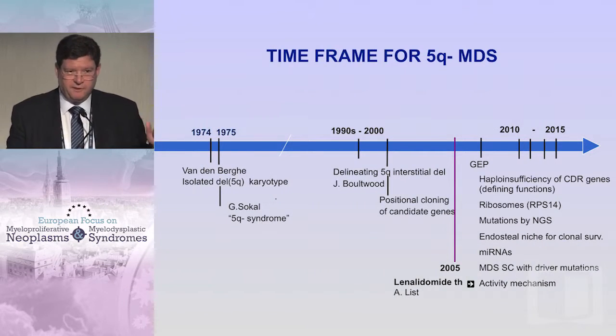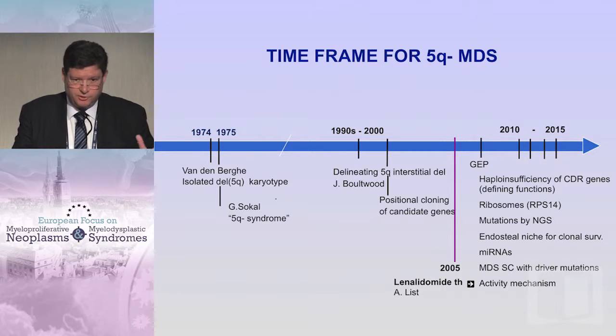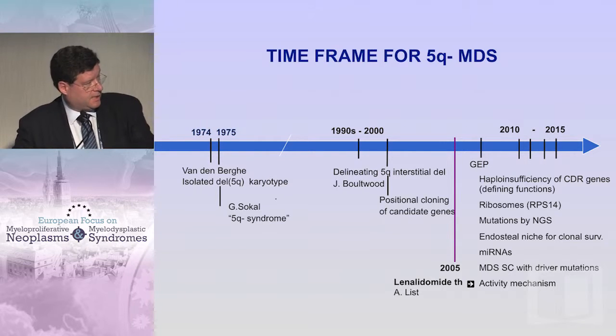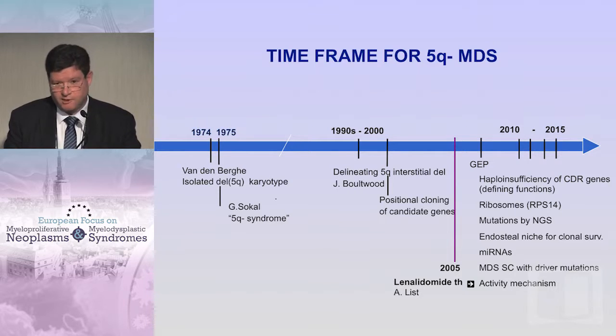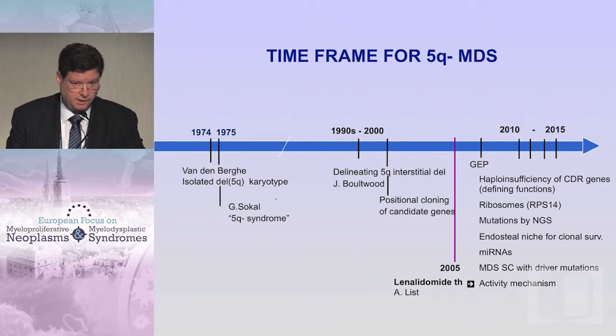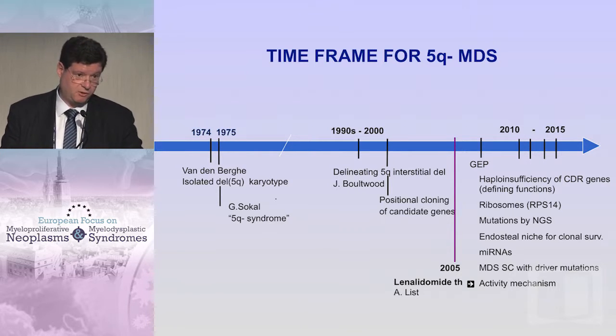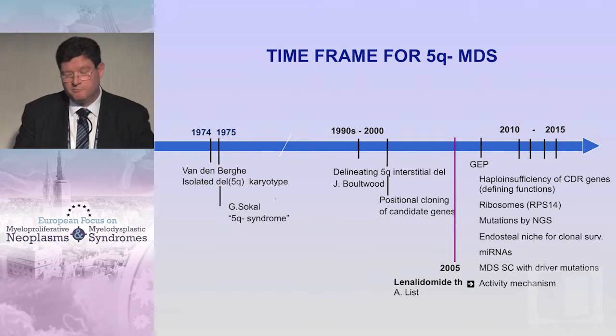Let me take you briefly through this chronological chart of 5q minus syndrome story. It started in 1974 with Herman van den Berghe from Leuven, who described this as a sole cytogenetic abnormality in a cohort of patients with 5q with mild dysplasia and refractory anemia. And he noted that this is the first single genetic abnormality for hematopoietic neoplasm after the discovery of the Philadelphia chromosome, which occurred 14 years ago.